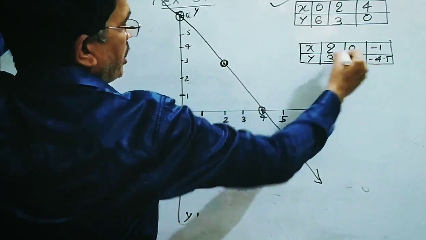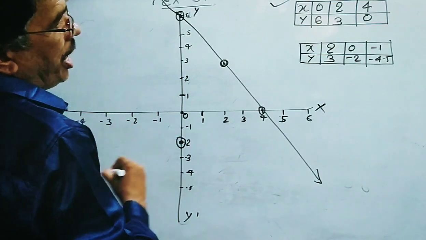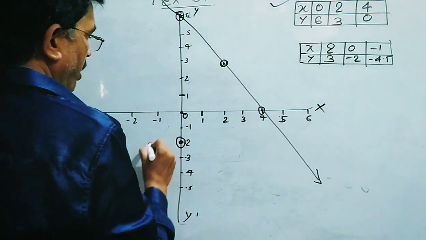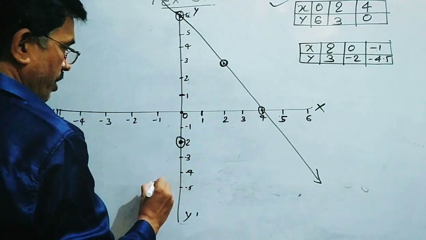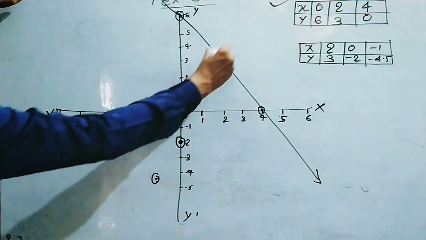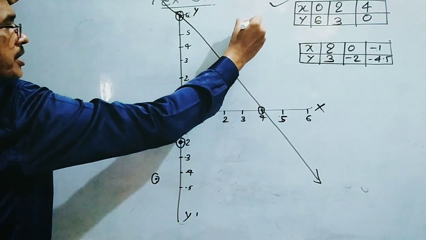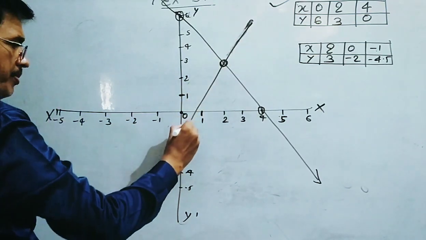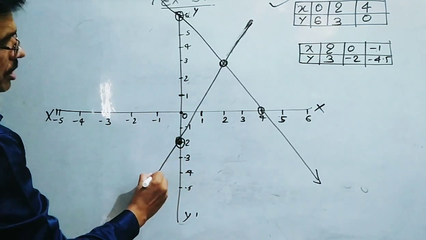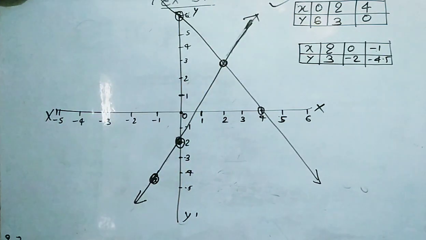X is 0, y is minus 2. X is 0, y is minus 2 here. And x is minus 1, y is minus 4.5, approximately there. So, with the help of the scale, you draw the other graph with the points of these three. Here join them. Then all three points lie on the same line. Here x and here y.